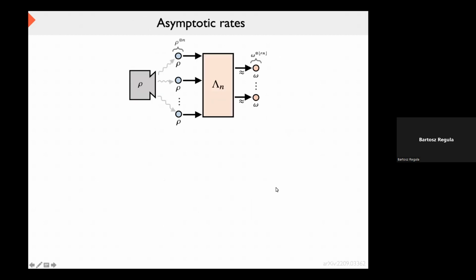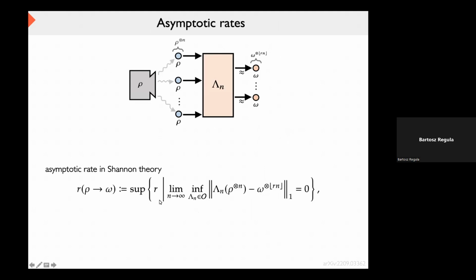So the well-known kind of rate in standard quantum Shannon theory is defined as follows. It is, again, in this kind of setting, when we have many copies, we are looking at what happens in the limit of n going to infinity. So essentially, what is the largest number R such that we can transform n copies of rho into Rn copies of omega, with the error in this transformation quantified by the trace norm going to 0.